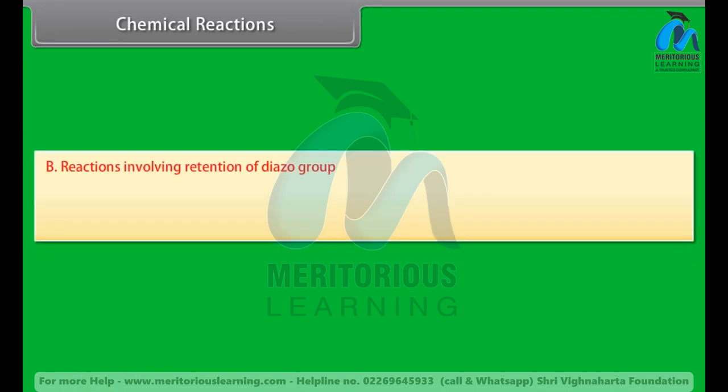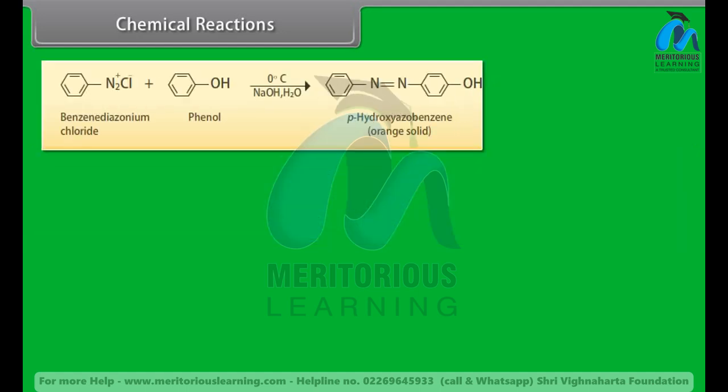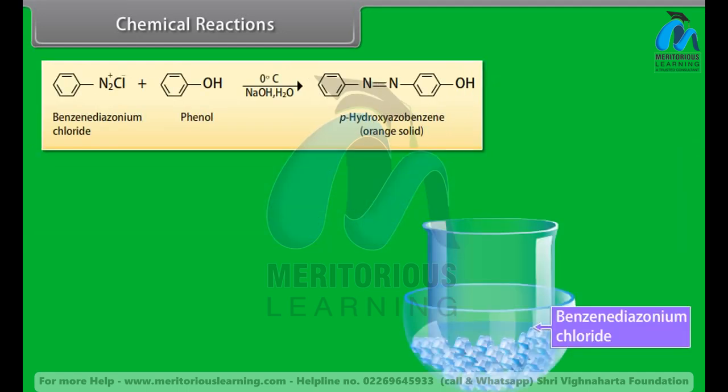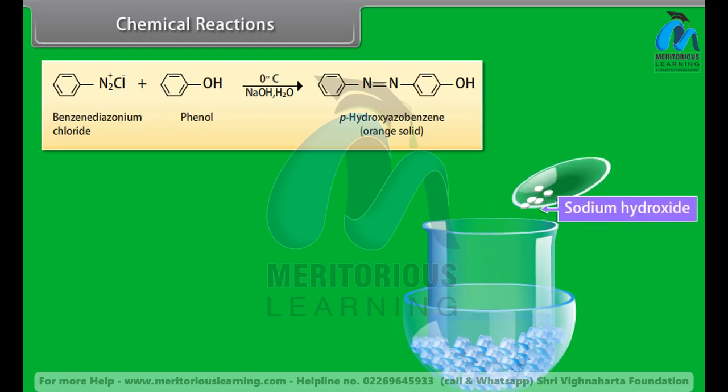Reactions involving retention of diazo group. Coupling reactions. Arene diazonium ions are relatively weak electrophiles but have sufficient reactivity to attack strongly activated aromatic rings of phenols and tertiary arylamines. The reaction is known as azo coupling. Benzene diazonium chloride reacts with phenol in the presence of sodium hydroxide and water at 0 degrees Celsius, producing para-hydroxyazobenzene.